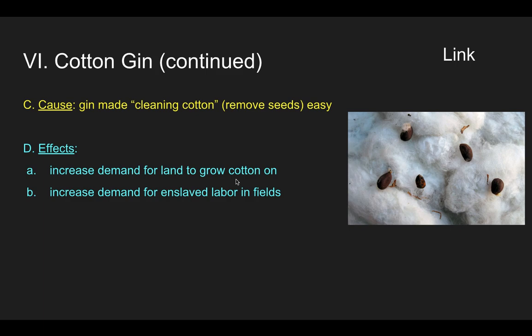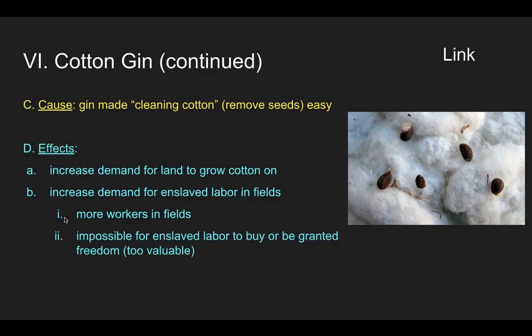You have a huge demand for land, and now a giant demand for enslaved labor. So you needed more workers in the fields, lowercase Roman numeral 1, sorry, and lowercase Roman numeral 2: impossible for enslaved labor to buy or be granted freedom. So any enslaved people who wanted to buy their freedom or become free were now being turned down by the planters or by their masters because they simply were too valuable. The masters or planters needed, in air quotes, their enslaved labor in the field to pick the cotton.